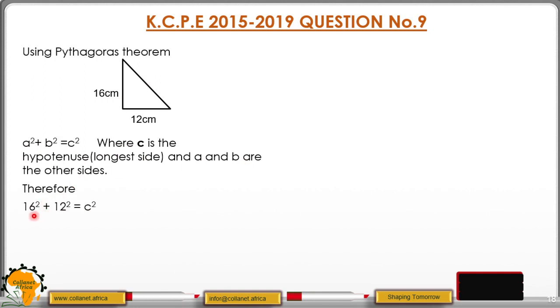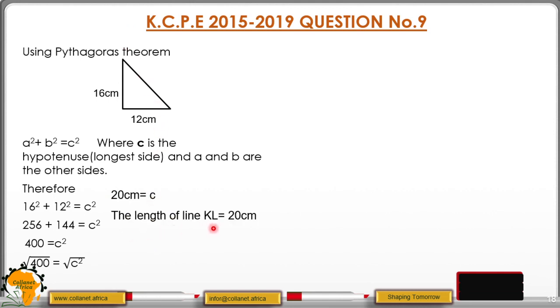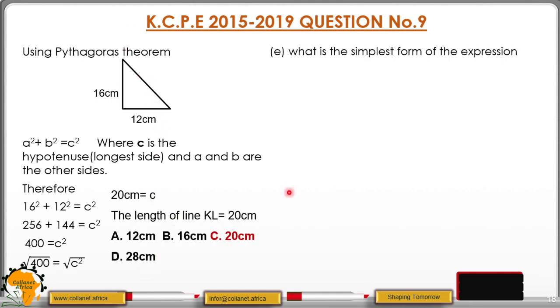Therefore, 16 squared plus 12 squared is equal to c squared, which is the hypotenuse. This will give you 256 plus 144 is equal to c squared. 400 is equal to c squared. You get the square root to get 20, or plus or minus 20, but negative is not valid. So we don't have negative distance. So 20 will be our hypotenuse. So the length of KL is 20. The choice is C.